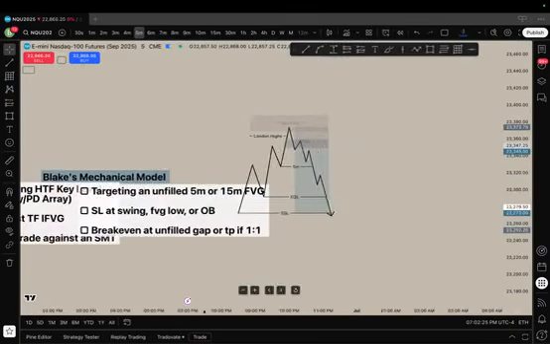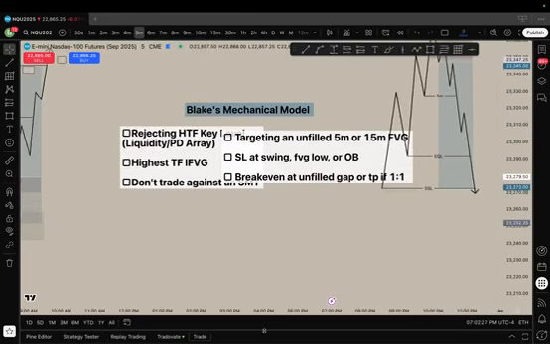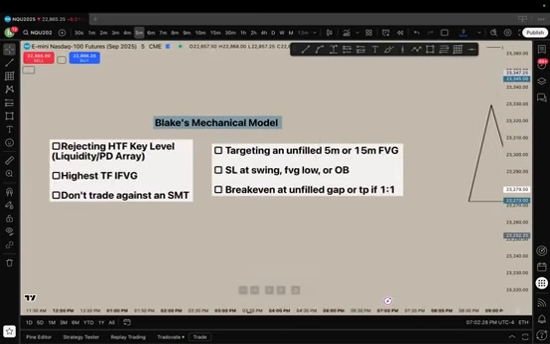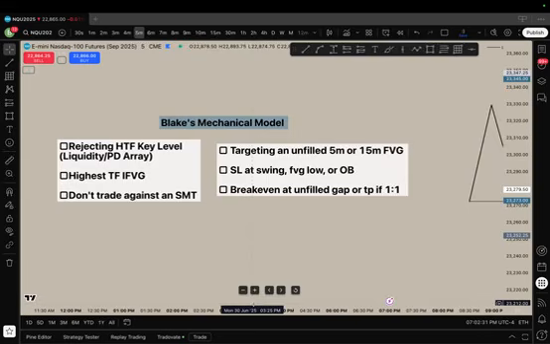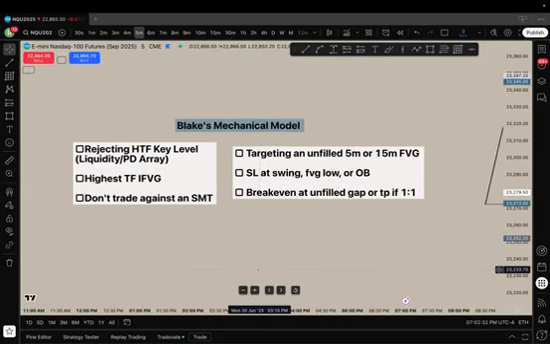Okay, so again, Mech model is you are rejecting a higher time frame key level. So PDRA, what does that look like? We have a 1 hour fair value gap, 4 hour fair value gap, daily fair value gap, order blocks, right? We went over order blocks. You also need to be rejecting liquidity. This is an and/or. You don't always need to have both, but when you have both liquidity and a PDRA being rejected and bounced off of, it's going to give you a higher probability setup.